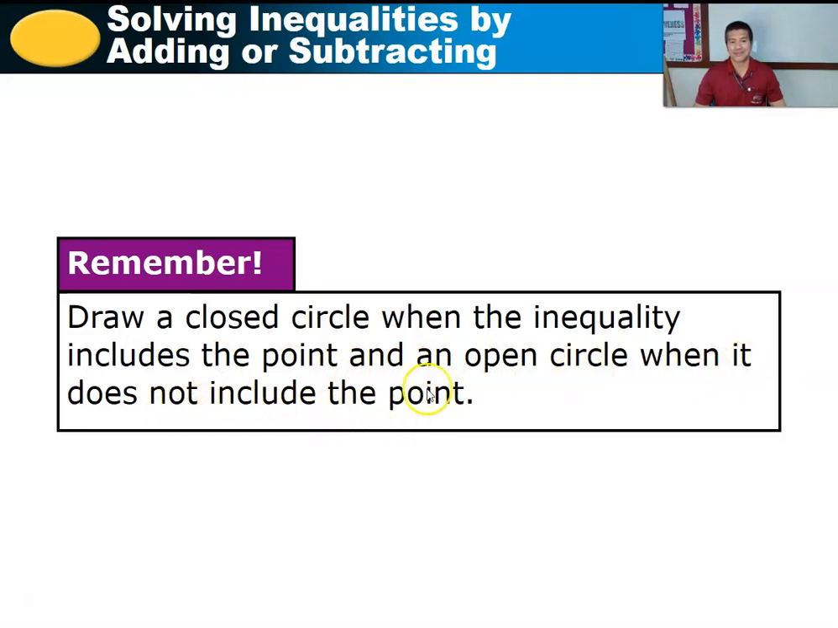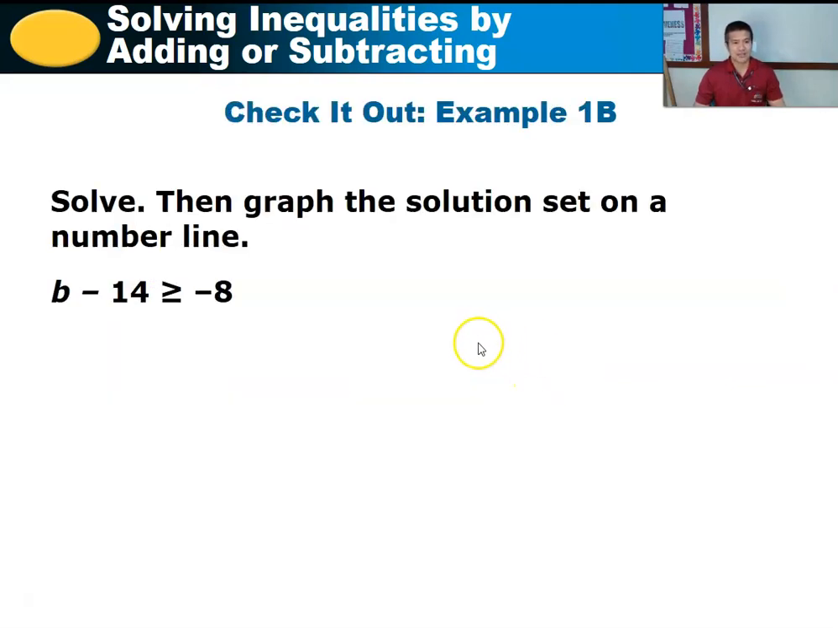So you are going to draw a closed circle if it is greater than or equal, or less than or equal. If it is only less than or greater than, you are going to draw an open circle. So here is the graph of the solution set on the number line.